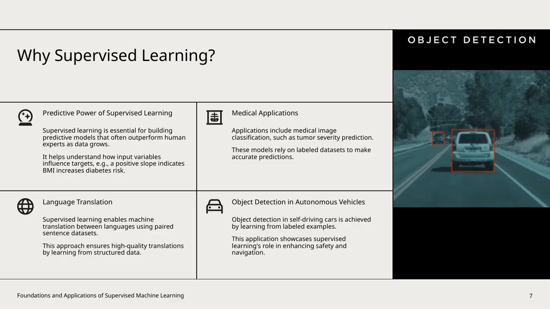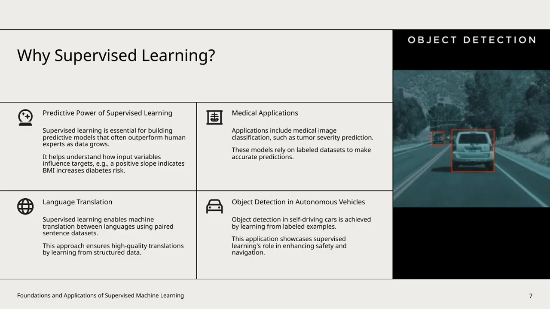Now, let's look at some key applications of supervised learning that really demonstrate its power. One exciting area is object detection in autonomous vehicles. Here, the system learns from labeled examples, meaning it's trained on images where objects like pedestrians, other cars, and traffic signs are already identified. This allows self-driving cars to recognize and respond to their environment accurately, ultimately enhancing safety and navigation.